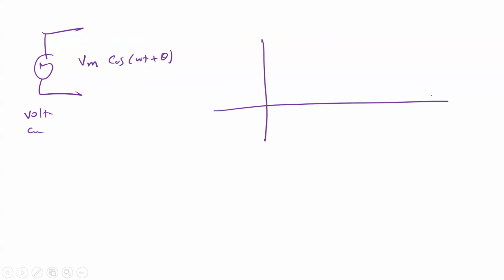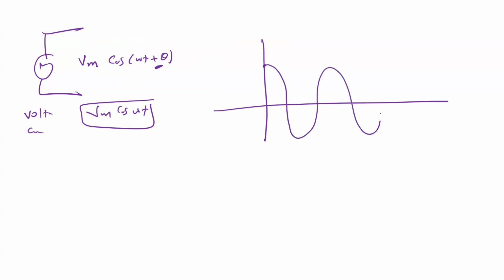Again, this source can be voltage or it can be current. For example, if I start with voltage, you have Vm cosine omega t plus theta. Let's start with, for example, Vm cosine omega t. This is a reference one without any phase angle. This is the cosine. This is V maximum, Vm is here, Vm is here.